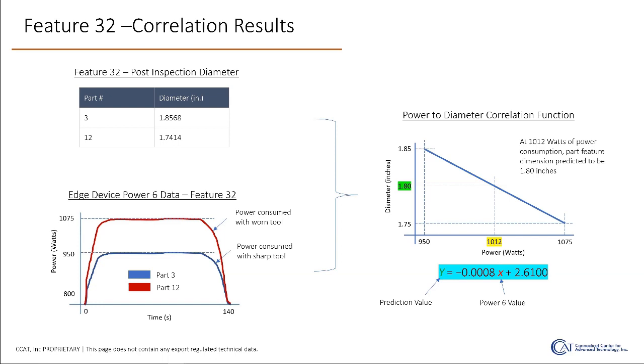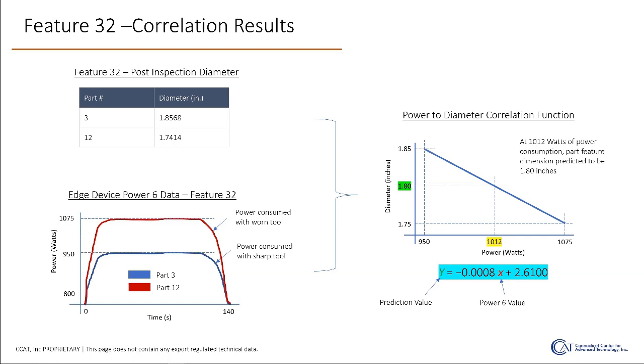So in this case, if we're going to cut a part and we see a signal that's hovering around 1012 watts, we can predict that the diameter is going to be 1.8 inches. So given that we know that prediction, that the feature is going to be off by that amount, we can make an appropriate tool radius offset.